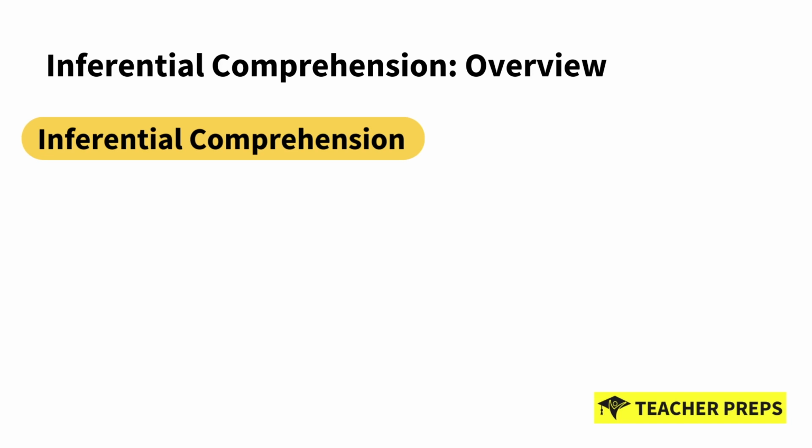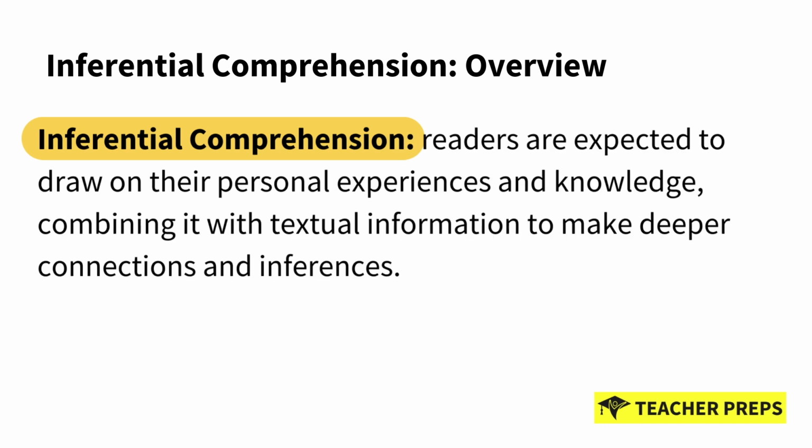Next, let's move on to inferential comprehension, which goes beyond the literal interpretation of a text. Instead of merely understanding the direct information provided, readers are expected to draw on their personal experiences and knowledge, combining it with the textual information that they read in order to make a deeper understanding, deeper connection, and deeper inferences with the book. This type of comprehension is like putting puzzle pieces together, where some pieces are from the text and others are from the reader's own experience or background knowledge.